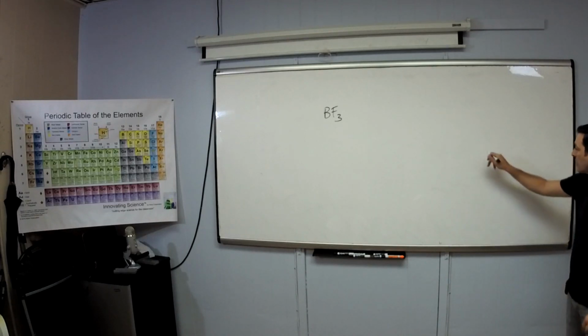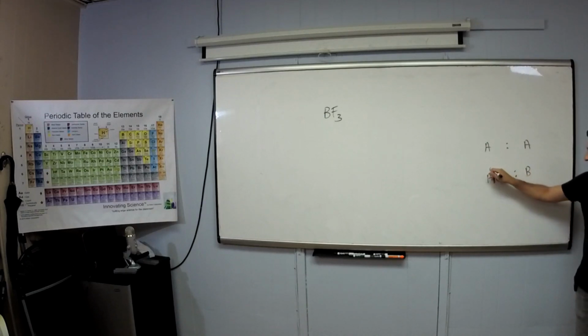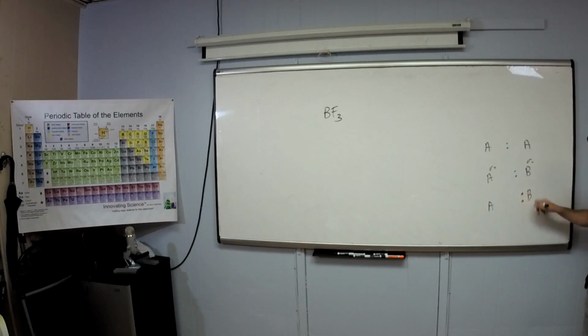To make some sense of this, let's say you have an atom A and another atom A. They're identical, same electronegativity. If they have a covalent bond, obviously they have the same pull on the electrons, so the electrons will be right in between. But if you have A and B, and B is more electronegative than A, then the electrons could be a little bit more towards B. That would give this a little partial positive, a little partial negative. What if B is even more electronegative than that, and the electrons are even closer, and it's a real partial negative and a real partial positive?